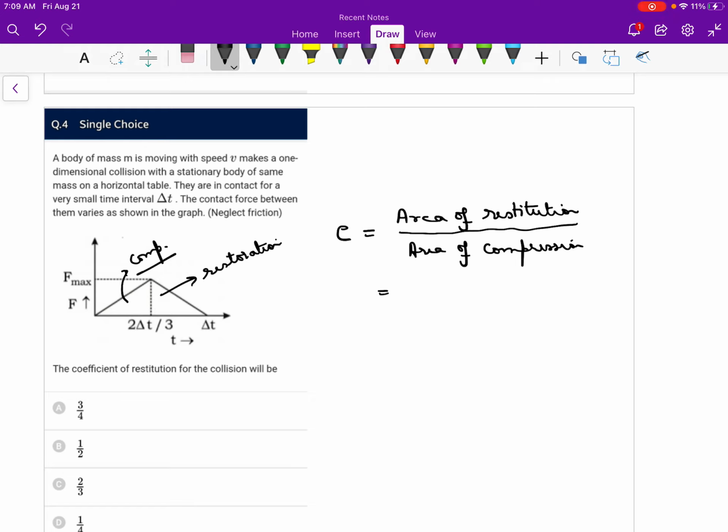So area of restitution, that is the area of the right part, is F max delta T by 3 upon 2. And area of left part is F max 2 delta T by 3 upon 2. So this is 1 by 2. So 1 by 2 is the correct option. B is the correct option.